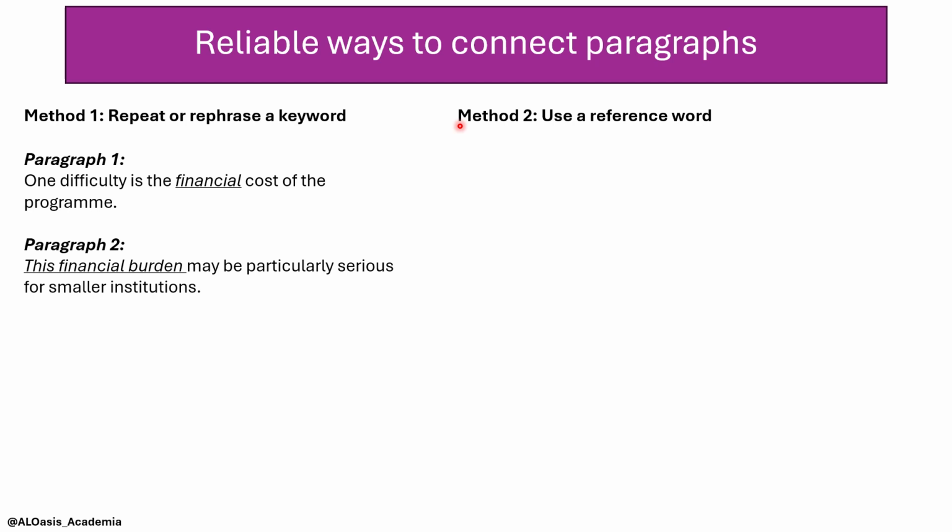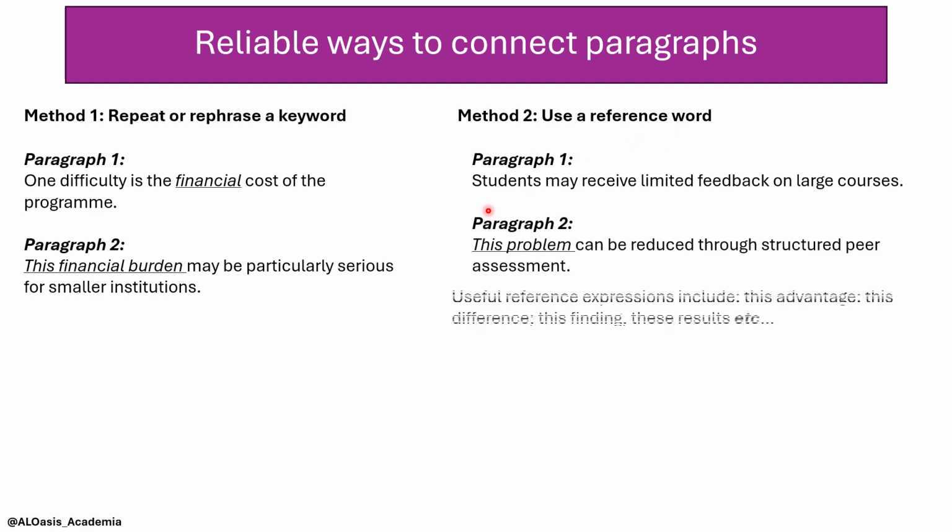Then we get to method two, which is using a reference word. So for example, if you have a paragraph and the final sentence was like this: students may receive limited feedback on large courses. Now you want to write a second paragraph and link it to this paragraph using a reference word. As we said, a good reference word is "this". You say, this problem can be reduced through structured peer assessment, for example.